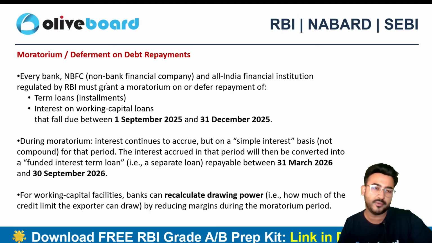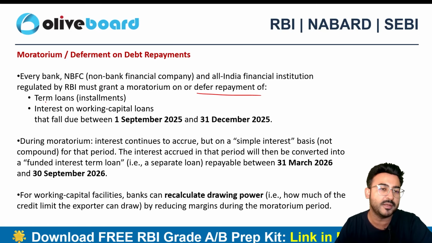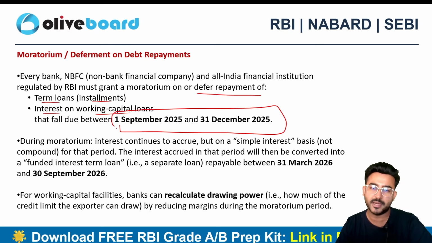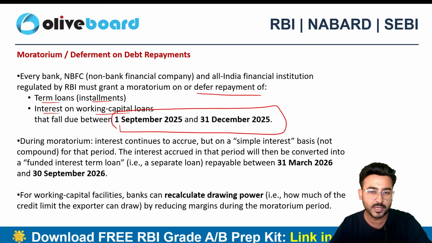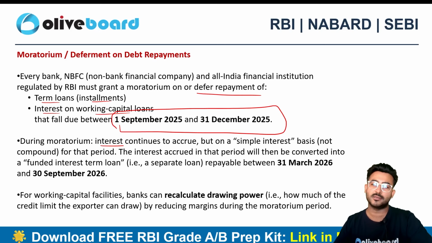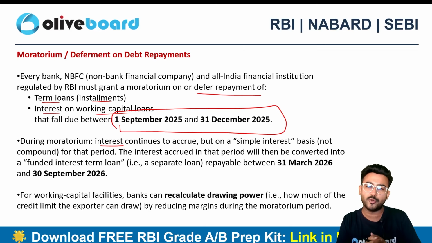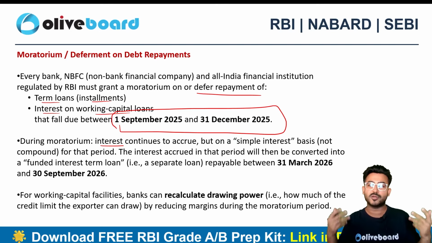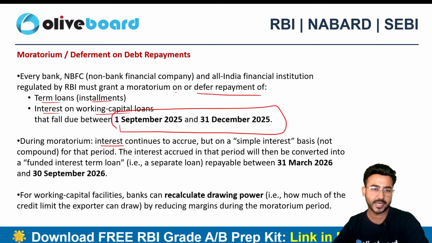तो कोई भी बैंक या NBFC उनको क्या करना पड़ेगा, अभी मोरेटोरियम देना पड़ेगा और डेफर करना पड़ेगा उनका पेमेंट टर्म लोन की इंस्टॉलमेंट्स पे, इंटरेस्ट ऑन द वर्किंग कैपिटल लोन जो इस पर्टिकुलर रेंज में फॉल कर रही है, तो सबसे पहले तो आपको ये रेंज पता होनी चाहिए, डेट रेंज, राइट? You need to know the date range. अब जो इंटरेस्ट होगा फिर क्या होगा, सर उसका डेफरमेंट हो रहा है, मतलब कभी तो you need to pay. It's just a deferment, it's not a cancellation. You need to pay that interest, right, ultimately.